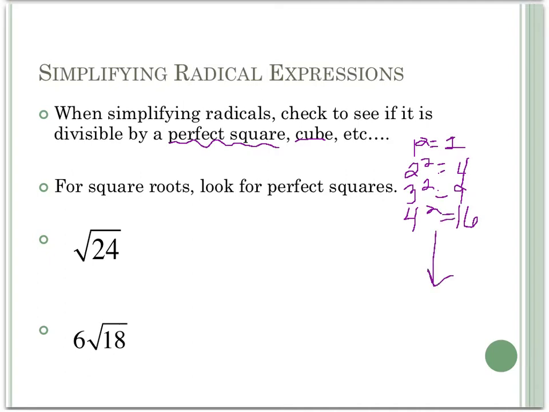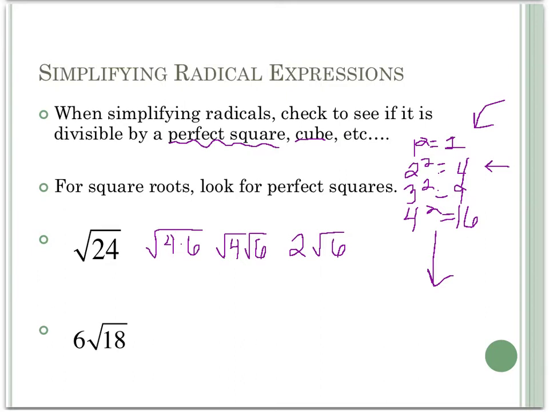So the square root of 24. Is 24 divisible by anything on our list here? Well, sure, we see 24 is divisible by 4. And the square root of 24 can then be rewritten as the square root of 4 times 6, and we can break that apart as the square root of 4 times the square root of 6. And the square root of 4 is 2. And we look at the square root of 6, but it's not a perfect square, so we know we're completed with this problem.